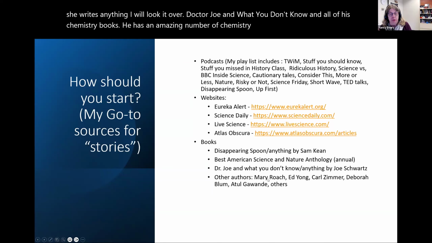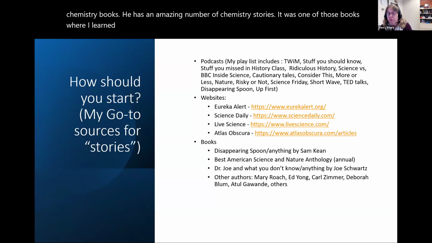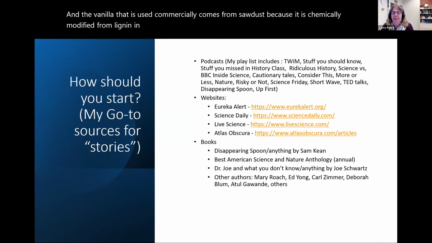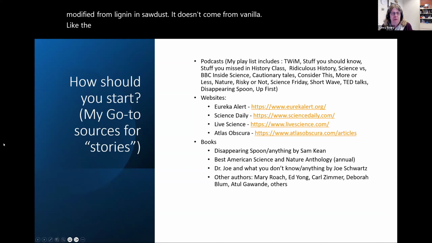It was one of those books where I learned that a goodly proportion of the vanilla we have in vanilla ice cream, and the vanilla that is used commercially, comes from sawdust, because it is chemically modified from lignin in sawdust. It doesn't come from vanilla, like the plant vanilla. So I'm still figuring out how I'm going to use that in a case study, but I will.